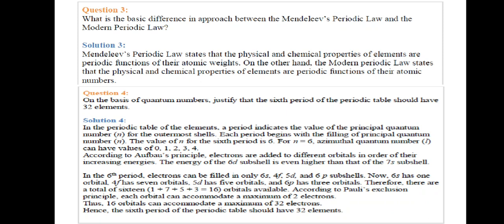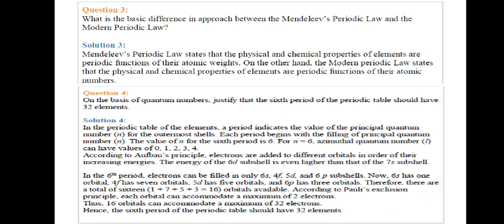Mendeleev periodic table और modern periodic table में जो definition का basic difference इतना है कि मेंडलीव ने बोला कि फिजिकल एंड केमिकल प्रॉपर्टीज़ ऑफ द एलिमेंट्स आर पीरियोडिक फंक्शन ऑफ द एटॉमिक वेट ऑफ द एलिमेंट, जबकि मॉडर्न पीरियोडिक लॉ स्टेट्स दैट द फिजिकल एंड केमिकल प्रॉपर्टीज़ ऑफ एलिमेंट्स आर पीरियोडिक फंक्शन ऑफ द एटॉमिक नंबर ऑफ द एलिमेंट्स. सो एटॉमिक नंबर पर बेस्ड है मॉडर्न पीरियोडिक टेबल और एटॉमिक वेट पर बेस्ड था मेंडलीव्स पीरियोडिक टेबल.